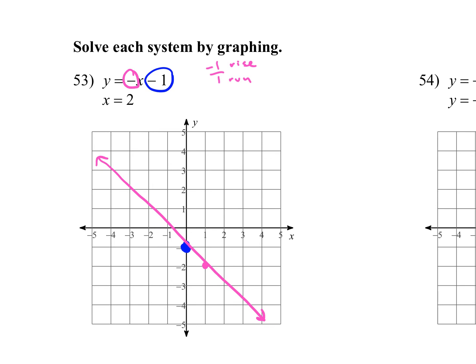And then next, I have to graph this. So it's x is equal to 2. So I go to where x is 2, put a point there, and then just put a line right through it. When you're solving here, where they intersect is your answer. So my answer would be 2, comma, negative 3. Because it's the x, then the y.